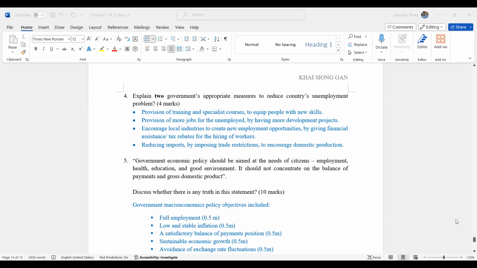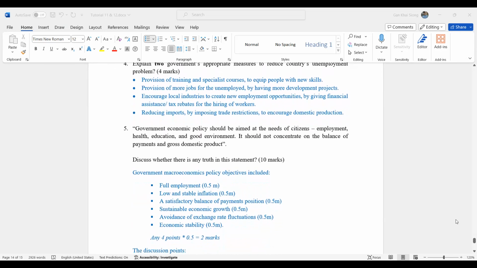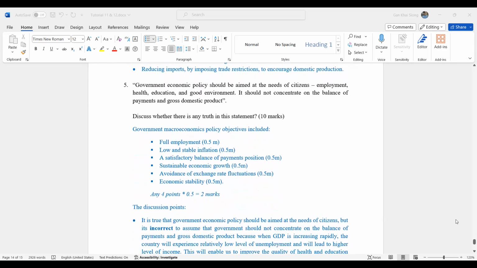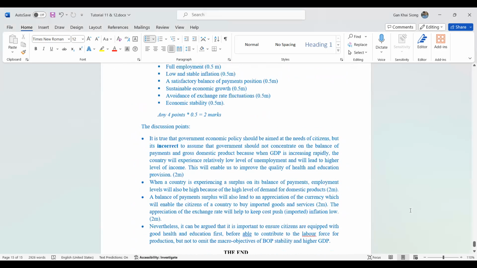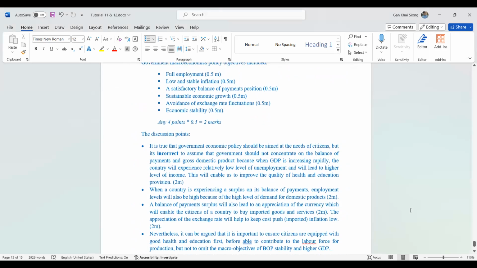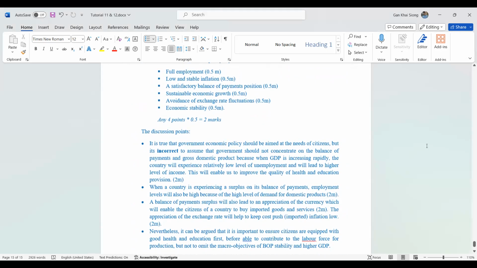So you can have a look here. Again, there's no fixed answer here. Oh, there is a proper answer. Let me zoom in. So what you can talk about is that there are other objectives the government should focus on as well. You utilize the macro objectives that you learned before. And the discussion point is that this statement is incorrect. They should not be concerned with just GDP and BOP.